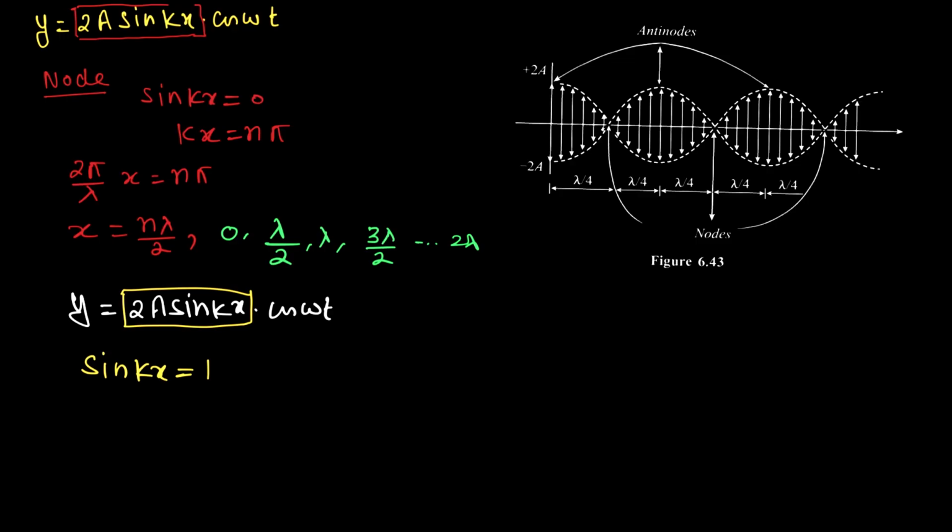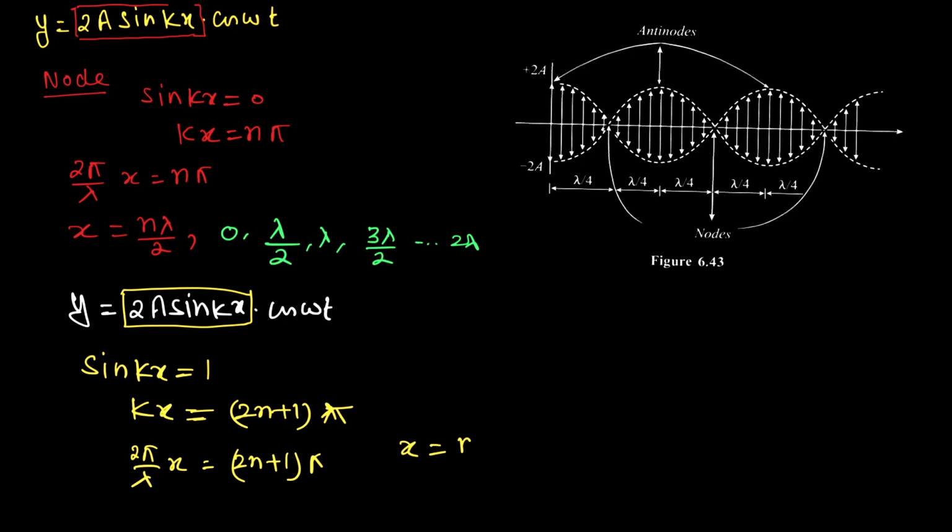That is equal to 1 or minus 1, meaning kx is equal to (2n plus 1) into pi. So I can write 2 pi by lambda into x should be equal to (2n plus 1) into pi. Pi and pi get cancelled. Here for x I'll get (n plus 1 by 2) into lambda by 2.